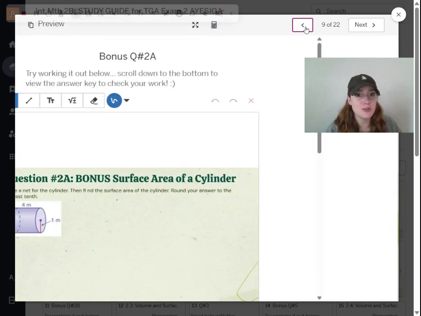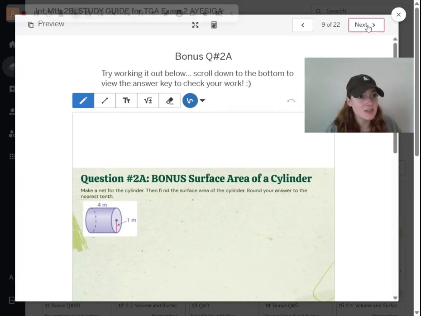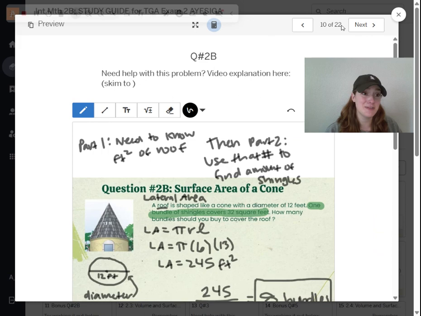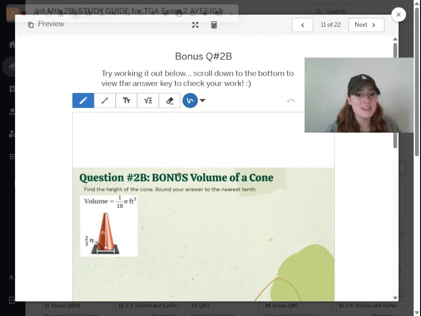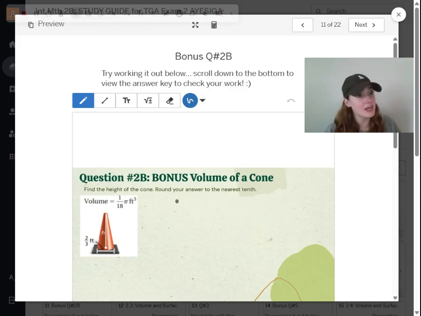So again, for question number 2 on your exam, it might have volume of a cylinder. You might see surface area of a cylinder. You might see maybe surface area of a cone or even volume of a cone. And for this one, for part B, volume of a cone, you're going to scroll to the bottom and you can reference a sample on how we calculated this. This one is working a little bit in reverse. We're given a cone, we're given the diameter and volume, we need to find the height. So we're working a little bit backwards, but still using those same formulas.